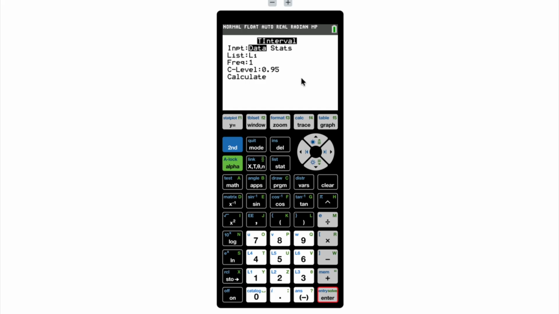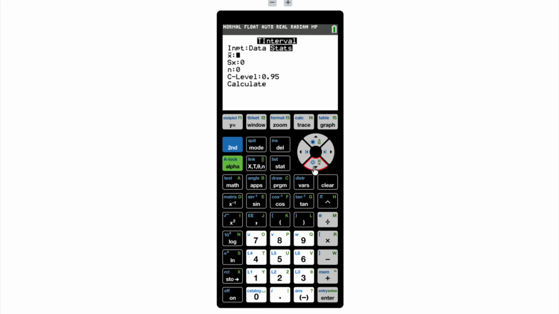Depending on your calculator model, you may see two options, Data and Stats. In this problem, we'll choose Stats because we're given the summary statistic, not the raw data. Enter.